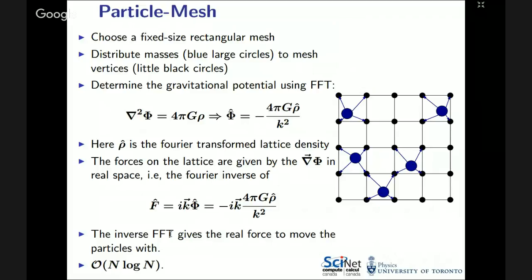And then all you have to do is an inverse FFT. You get the real force, you move the particles, and you do the whole thing again and again. There are details on how you distribute the mass. There are details on how you compute the forces and interpolate that.